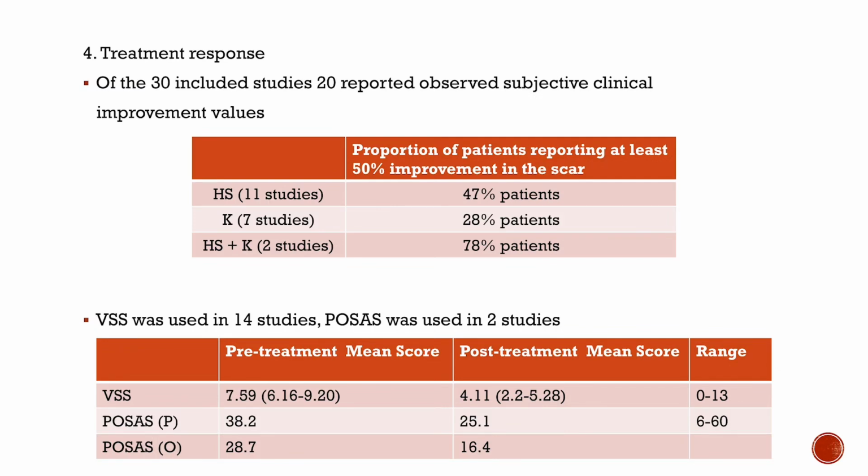To evaluate the scars, various types of evaluatory methods were used. Now, Vancouver scar scale was used in 14 studies, while the POSAS scale was used in 2 studies. Here you can see that the VSS had a reduction in the post-treatment mean score as compared to the pre-treatment mean score, which is the good thing. The lower the score, the better is the scar. And same goes for POSAS. The post-treatment score was lesser than the pre-treatment score.